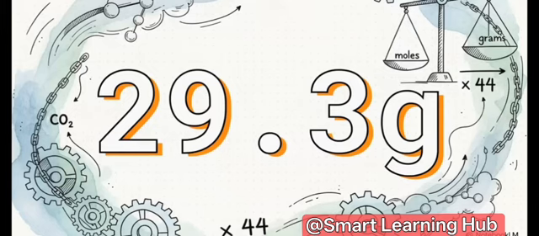The final step is just converting those moles of CO2 right back into grams by multiplying by the molar mass of CO2, which is 44. And ta-da! We get a final yield of 29.3 grams of carbon dioxide. By taking the time to find the limiting reagent first, we successfully unlocked the true, mathematically proven final answer.